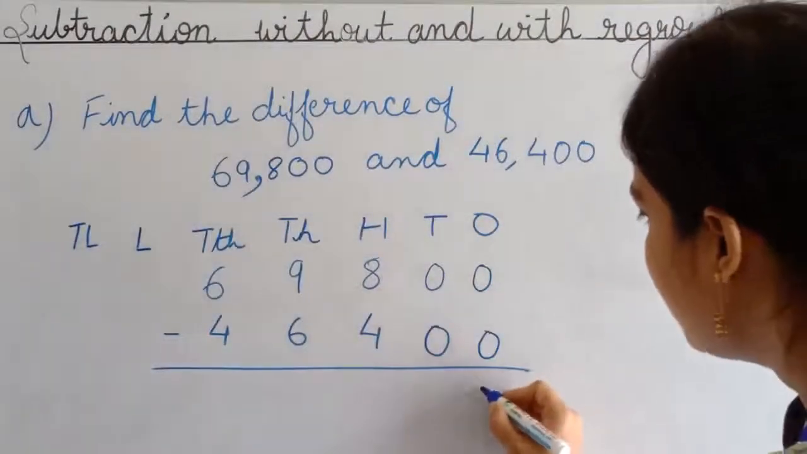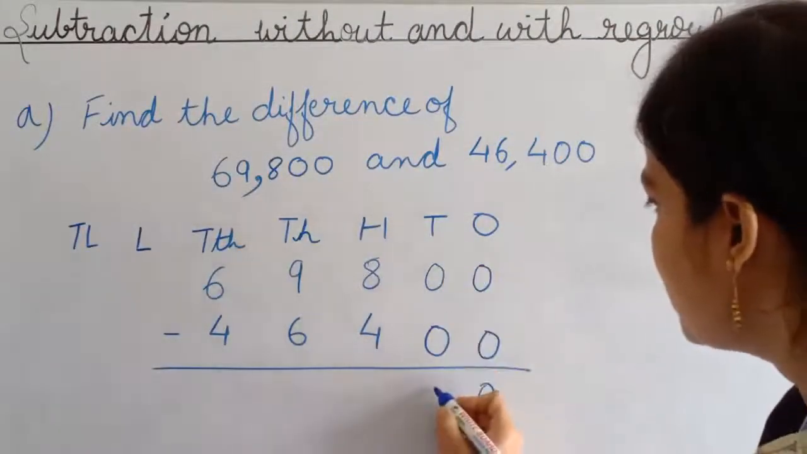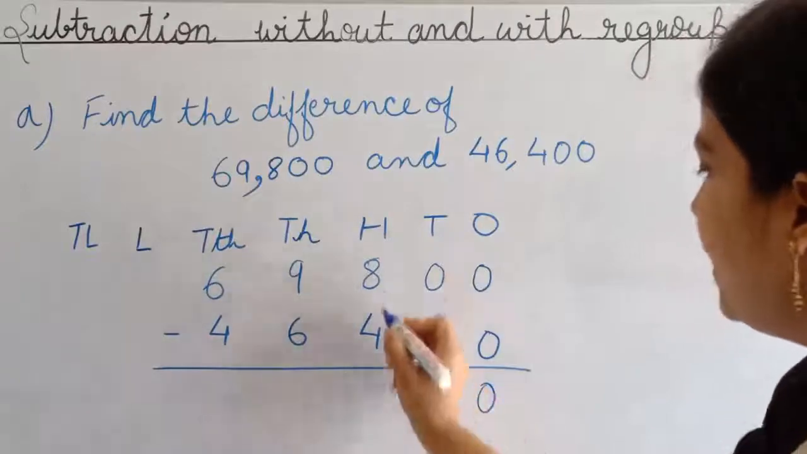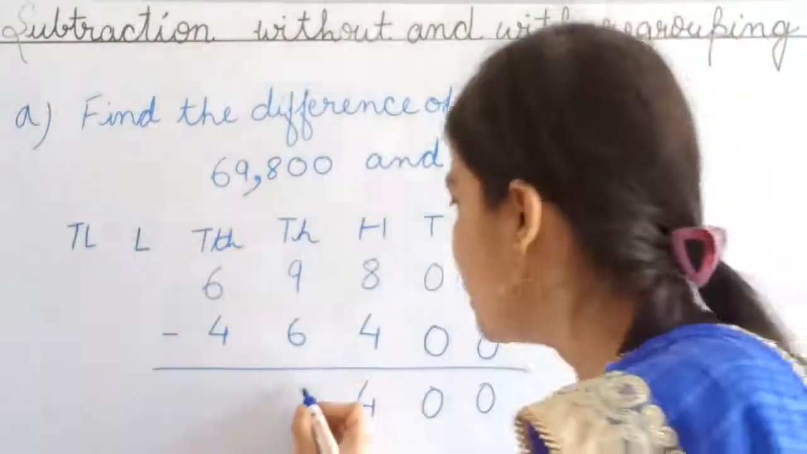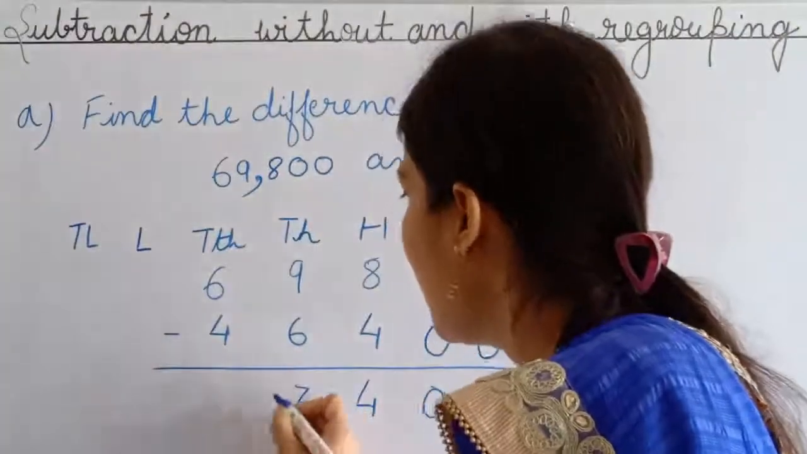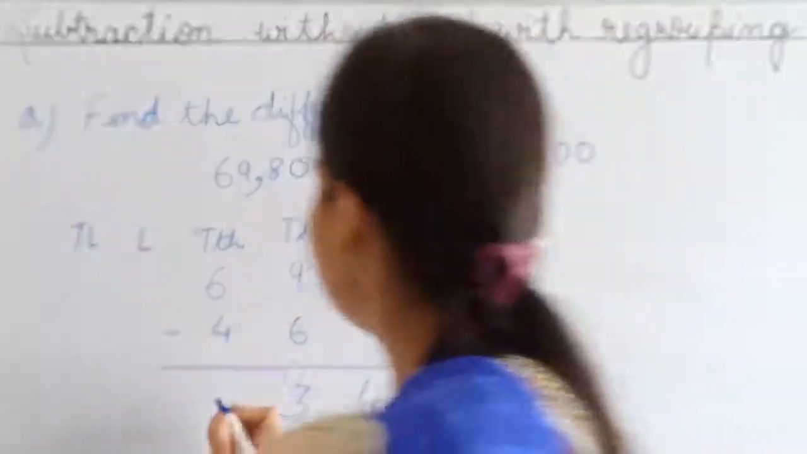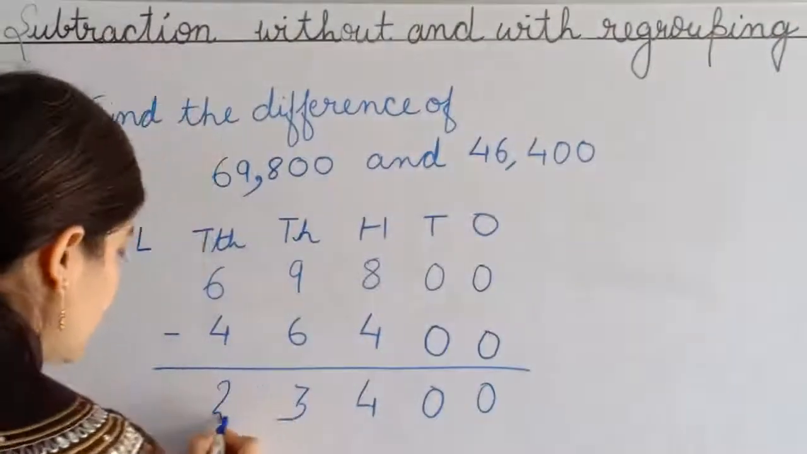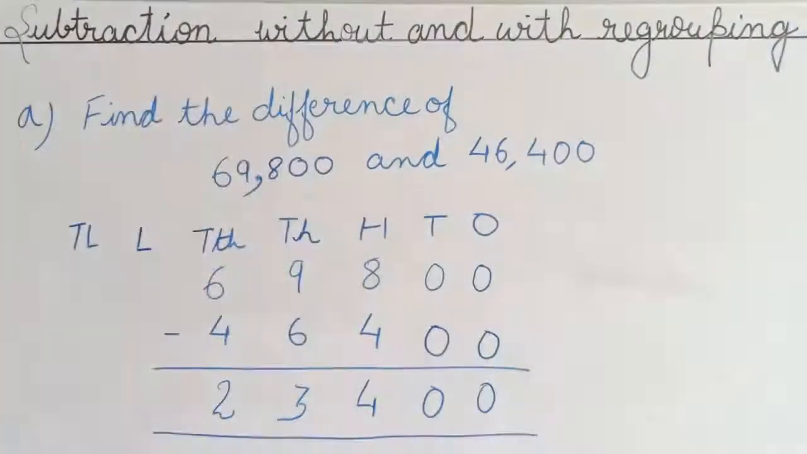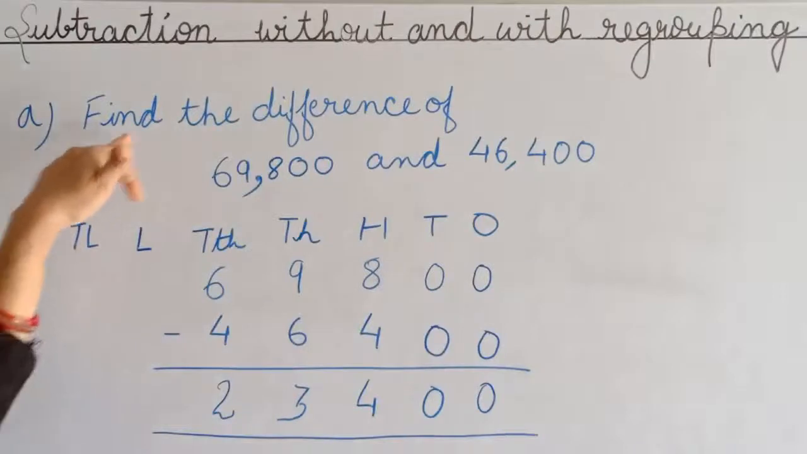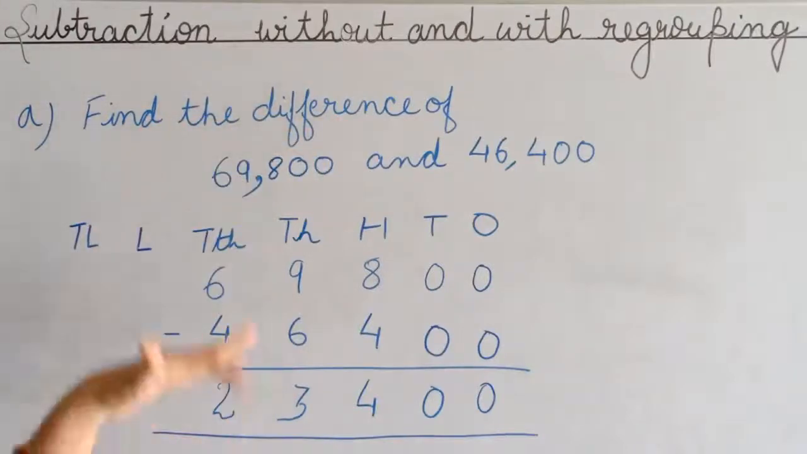0 minus 0 will be 0. 0 minus 0 will be 0. 8 minus 4 will be 4. 9 minus 6 is 3. And 6 minus 4 is 2. So this is what we get. It is known as the difference. That is what is asked in the question: find the difference. So this is the difference of these two numbers.